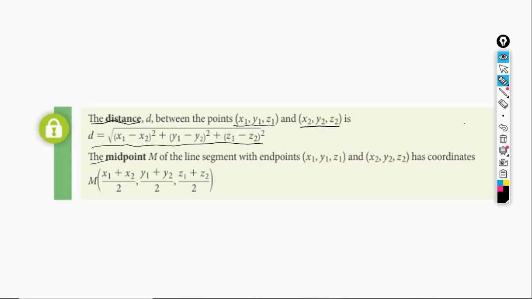Likewise, for the midpoint, we have the same formula that we would use in the two-dimensional plane. Notice that we're adding the x units and dividing by 2. That would be the x coordinate of the midpoint. Adding the y coordinates and dividing them by 2 would give us the y coordinate of the midpoint. And likewise, with the z coordinates, adding them and dividing them by 2 would give us the z coordinate of the midpoint.